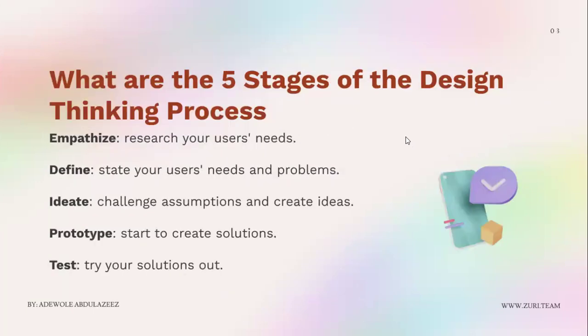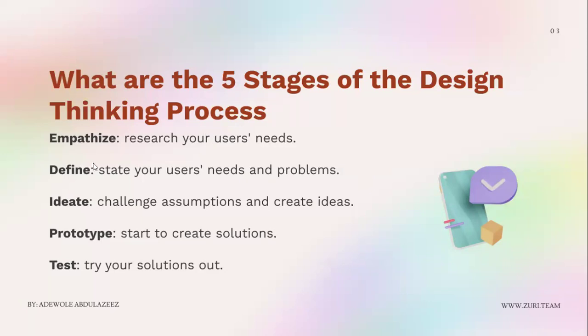So what are the 5 stages of the design thinking process? The first stage is empathize, which simply means you research your users' needs. You put yourself in your users' shoes in order to understand what the problem is. There's a difference between sympathy and empathy. Sympathy is feeling sorry for them, but with empathy, you embed yourself in the same situation they are going through, in order to better understand the issue so that you can cater to their needs adequately.